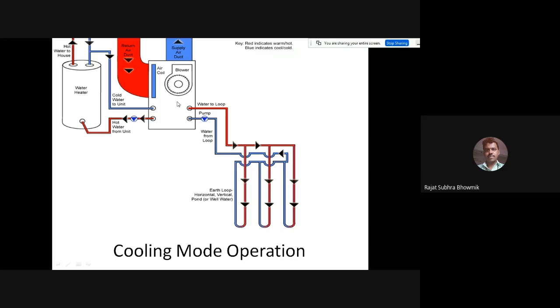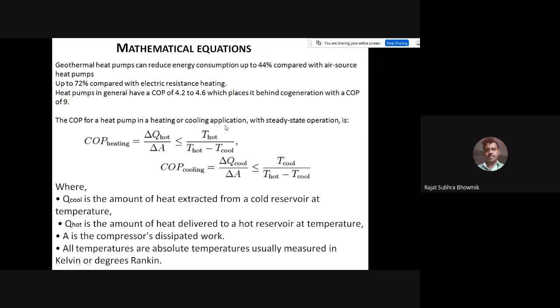And here the ground loop is taking the heat from this refrigerant and the water becomes warm. This hot water then again rejects heat to the ground. Now after rejecting the heat, the water becomes cold. Now this cold water is again circulating to the refrigerant heat exchanger.